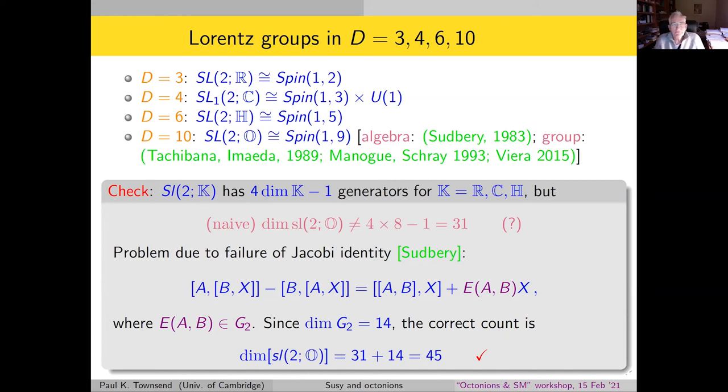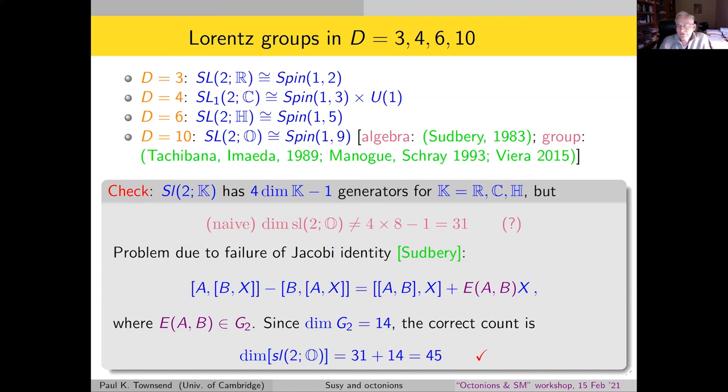It should be 45. Now that was taken up later by Sudbury, who did it in a much more sophisticated way. He basically did something mathematical there, whereas we had not even attempted it. I think Sudbury initially was discussing it just for any orthogonal groups, and just the algebra. But the group aspects of them were later elaborated by, I think the first paper on this is a little one by Tachibana and Maeda, that was already in 89, and then Manogue and Schray.